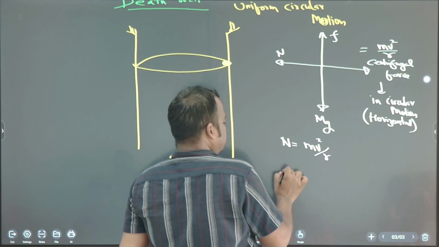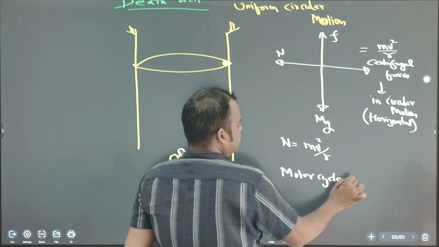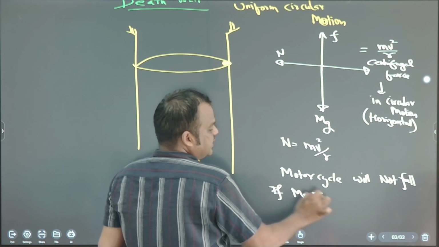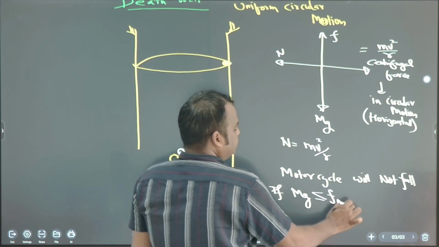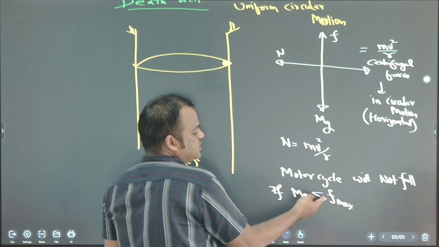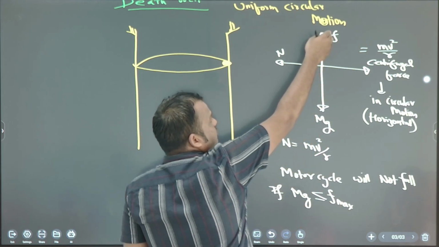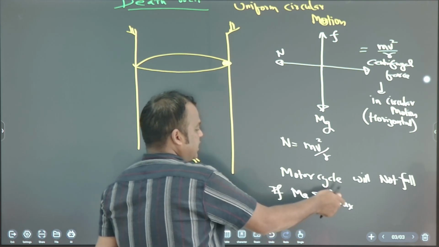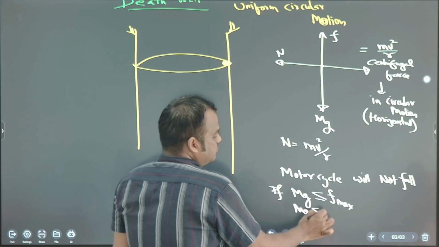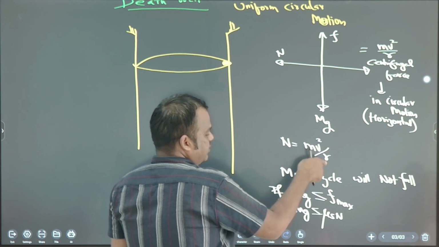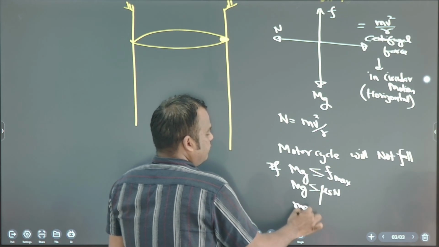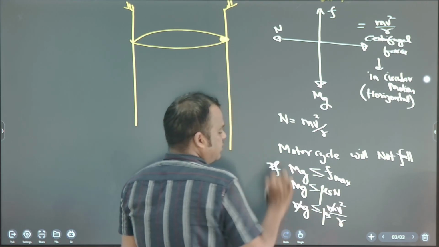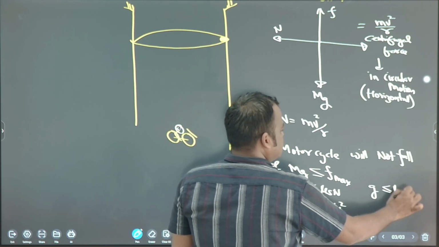Now, the motorcycle will not fall if mg is less than or equal to the maximum value of static friction, the limiting friction, because friction is from 0 to maximum. When mg is more, friction is more, but friction has a limit, f max. The formula for f max is mu s N, and N is equal to mv square by r. So substitute: mg is less than or equal to mu s mv square by r. m cancels, so g is less than or equal to mu s v square by r.